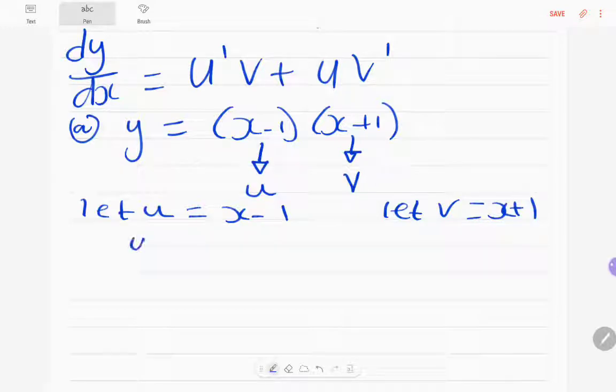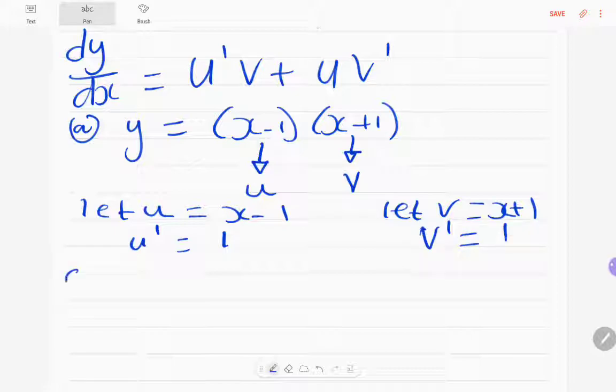Let us find the u derivative. What is the derivative of x? Derivative of x is 1. Why? Because x has an invisible 1 as its power. We subtract a 1 and it will be x to the power 0. Anything to the power 0 gives us 1. So that is why the derivative of x is 1, and the derivative of a constant is 0. Similarly, the derivative of v will be 1.